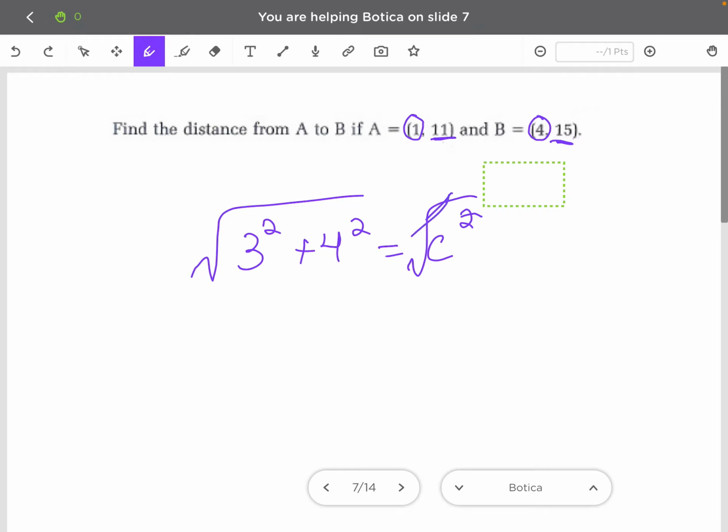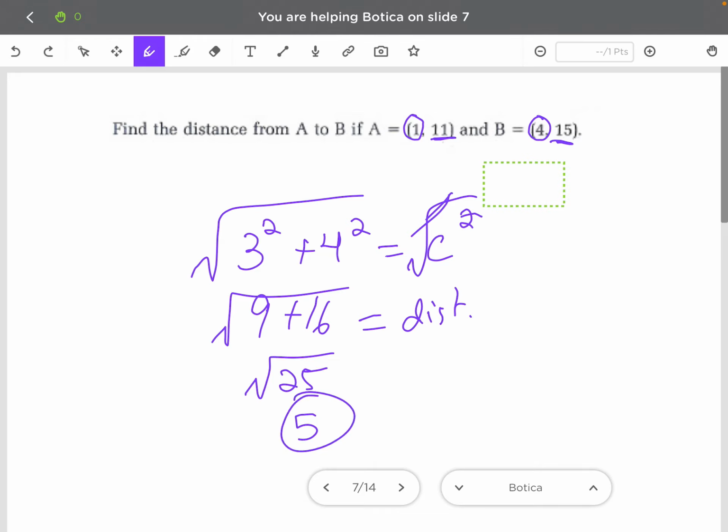So the distance is, and we know this is just a 3, 4, 5, but if you'd like to show your work, the distance is the square root of 9 plus 16, the square root of 25, which is 5.